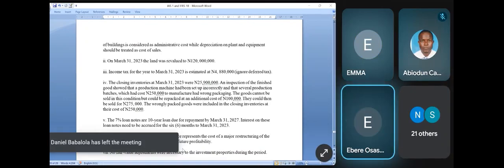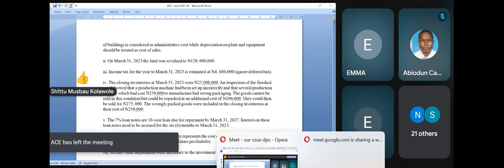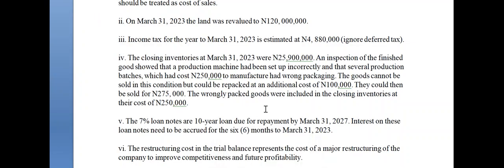No, sir. Sir, why are we separating them? Which one? Let's read this content again.